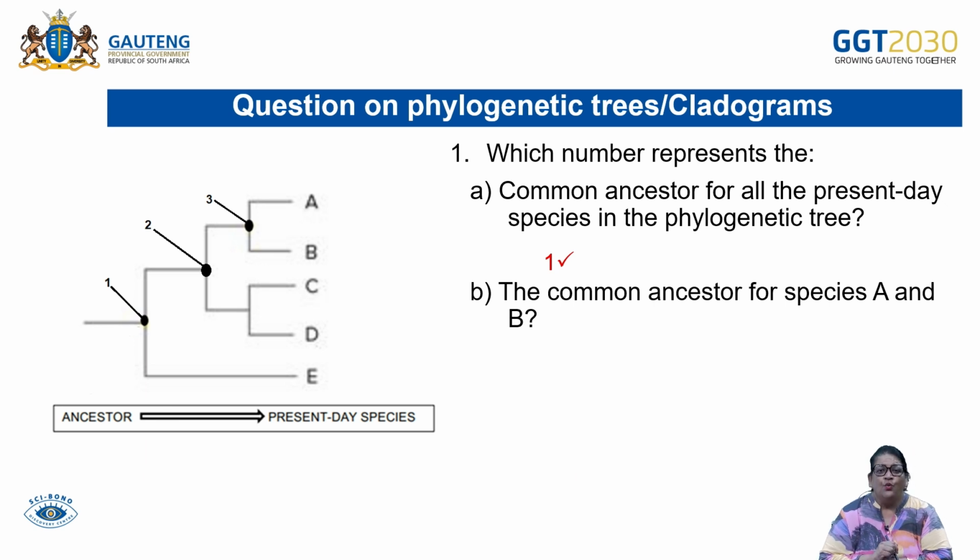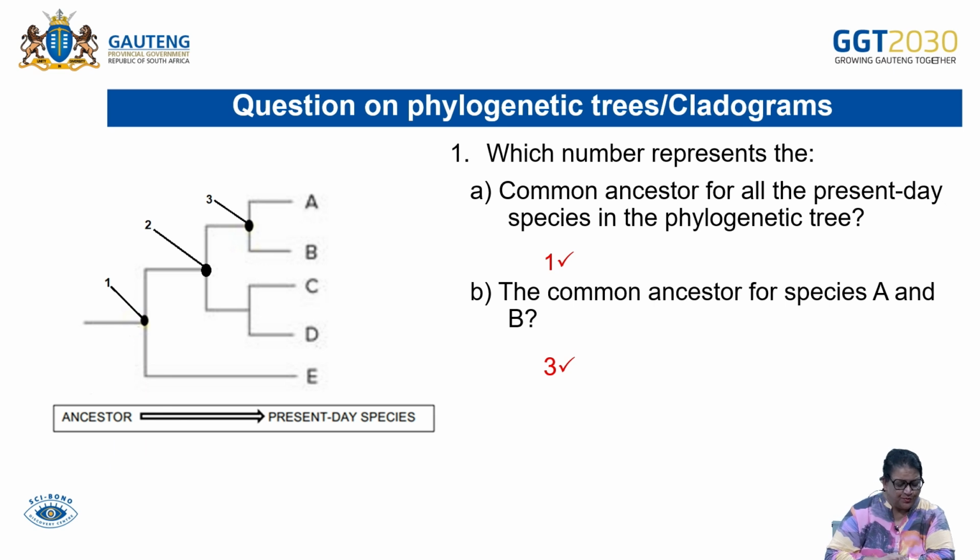So it's 1. What is the common ancestor for species A and B? It's going to be 3, because 3 is a common ancestor for A and B. Well, let's go back again.